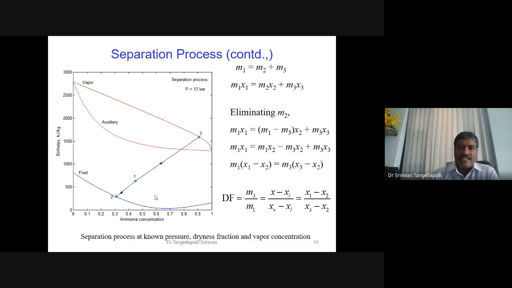So now this slide is defining the dryness fraction of the fluid. The symbol df or psi we can use. If I am giving the value of the dryness fraction, how do we calculate x from the given x2 and x3?